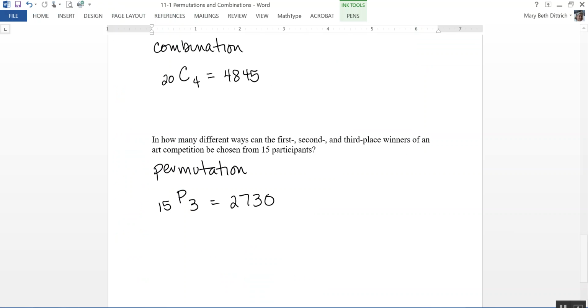So in this section we took a look at permutations and combinations, when to use each, and how to do it by hand, and how to do it with a calculator.